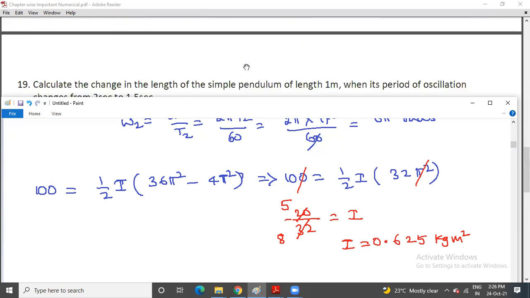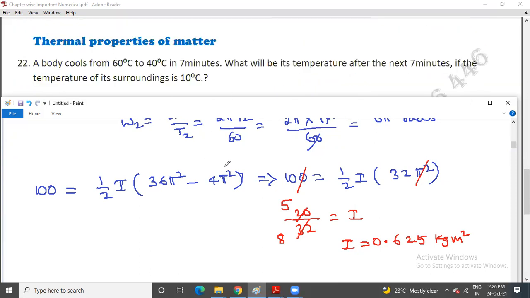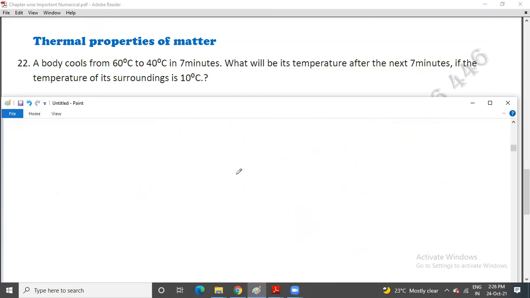Now let us proceed with the question given in thermal properties of matter. Let me read the question first. A body cools from 60 to 40 degrees centigrade in 7 minutes. What will be its temperature after the next 7 minutes, if the temperature of its surroundings is 10 degrees centigrade? You understand the question with the help of a diagram like this. The initial temperature of the body is 60 degrees centigrade. It is cooled down to 40 degrees centigrade in 7 minutes.